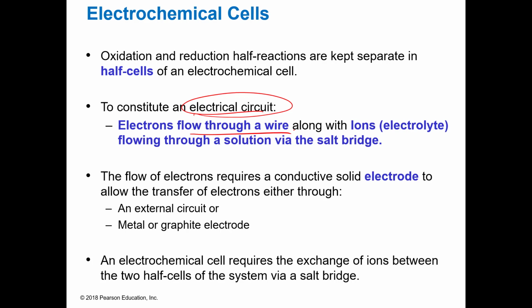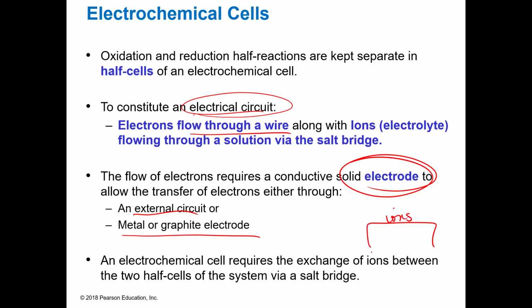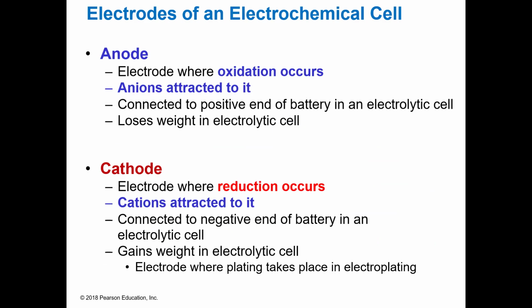The flow of electrons has to have some type of conductive electrode to allow this transfer to occur. It either occurs through an external circuit or through a metal or graphite electrode. The electrochemical cell requires exchange of ions, and since we're exchanging ions in addition to the electrons, we have what's called the salt bridge. I'm describing everything first, and then I'm going to show you what it looks like.